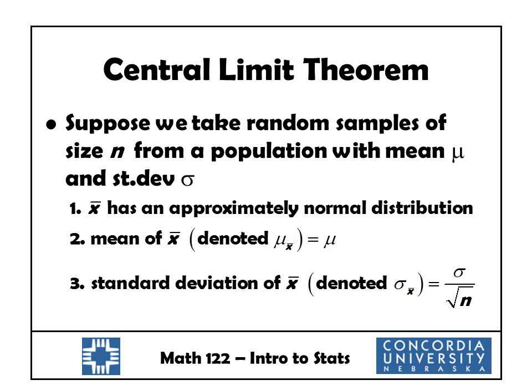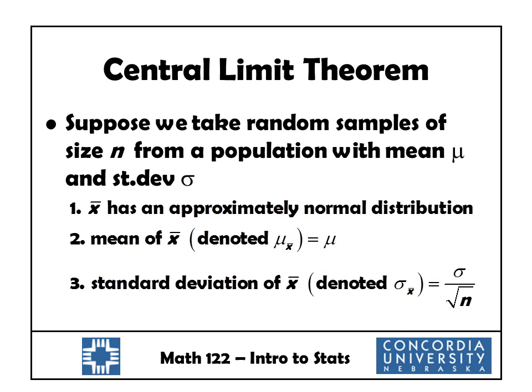So to answer our question and do our calculations, we're going to use this central limit theorem. It says, suppose we take random samples of size n from a population with mean mu and standard deviation sigma. So n is our sample size, our population mean is mu, and population standard deviation is sigma. Central limit theorem tells me three things about x bar, our sample mean. First, x bar has an approximately normal distribution. That means I can use a bell curve to calculate probabilities of x bar.